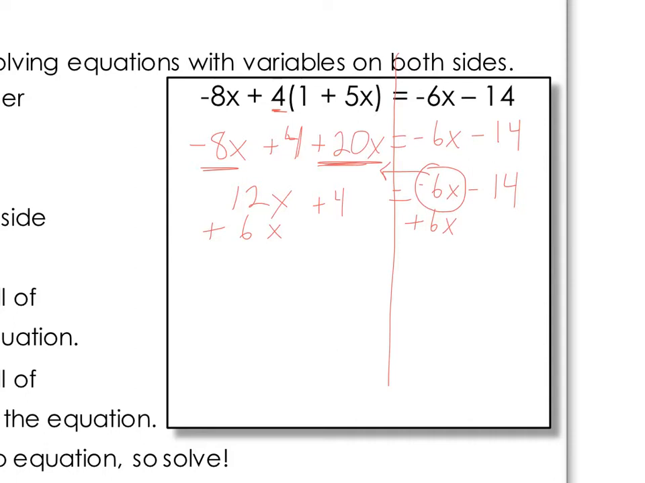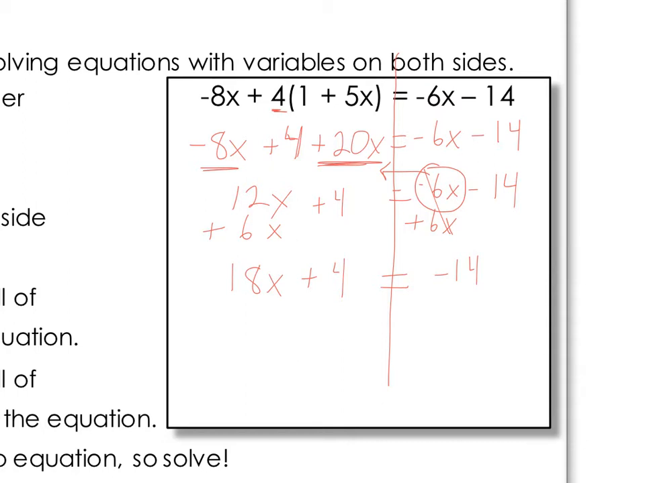Cancels out over here. All I'm left with is negative 14. 12x plus 6x is 18x. And right, we didn't do anything with this plus 4, so we'll leave it as is. Now let's go ahead, and I don't have a choice.